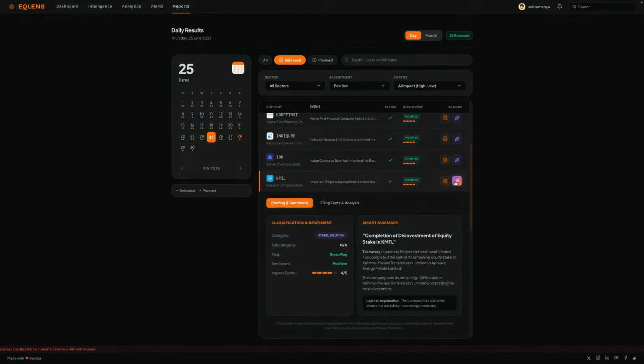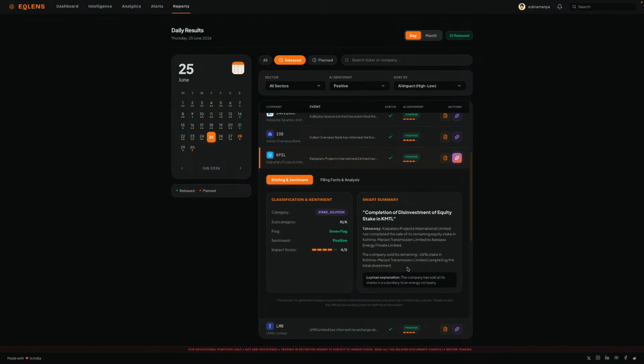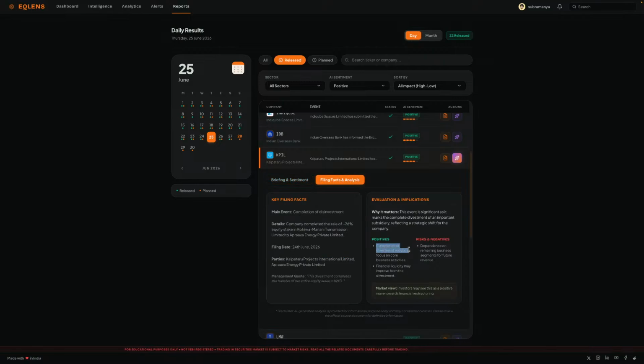Cholamandalam Finance has joined the top 500. Stake dilution. Completion of disinvestment of equity stake in KMTL. Kalpataru Project International Limited has completed the sale of its remaining equity stake in Kohima Mariani Transmission Limited to Apraava Energy. The company sold its remaining 26% stake in Kohima. Alright, it's a positive. Completion of divestment enhances focus on core business activity. Okay, financial liquidity may improve from the divestment. Okay, risk depends on the remaining business segment and future revenue.